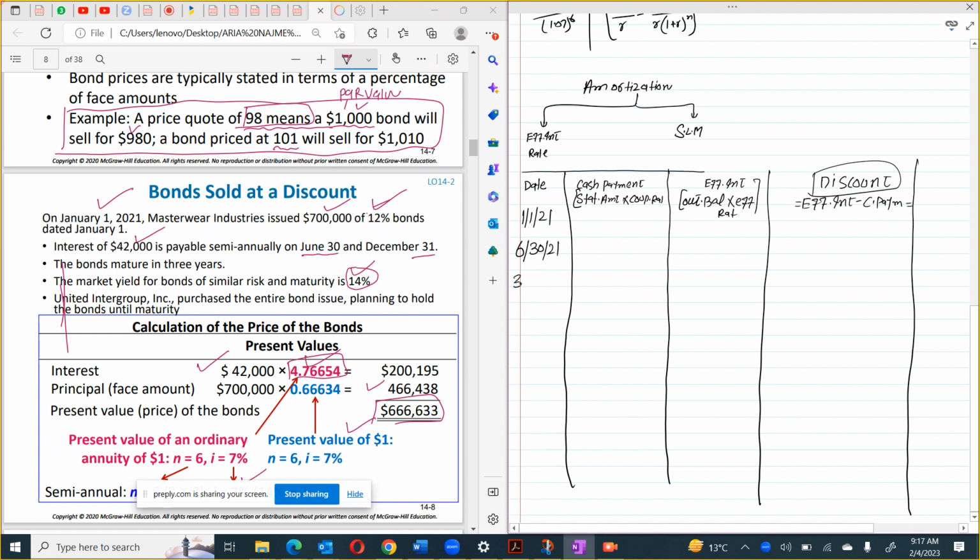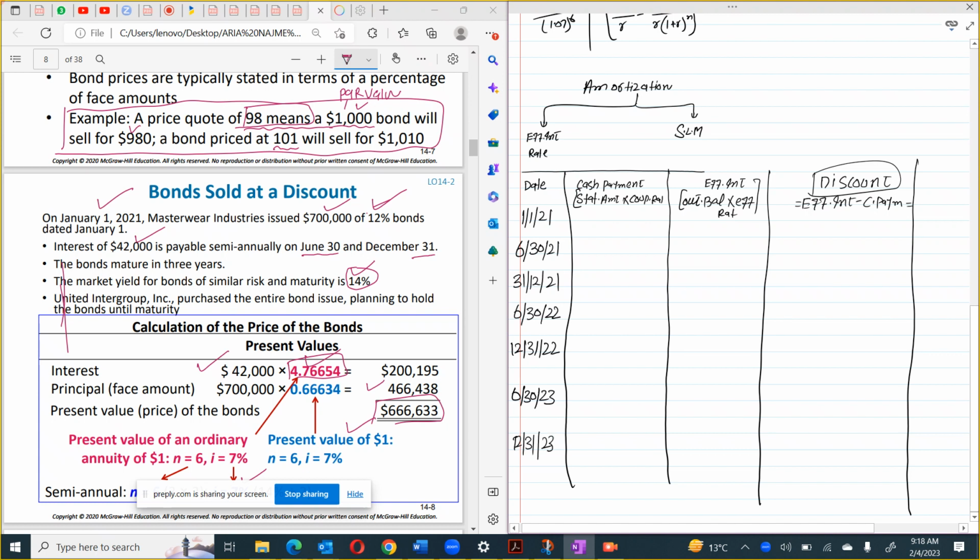Then you will pay 31st December 2021. Then you will pay 30th June 2022. Then you will pay December 31st, 2022. Then you will pay 30th June 2023. Then you will pay the amount on 31st December 2023.